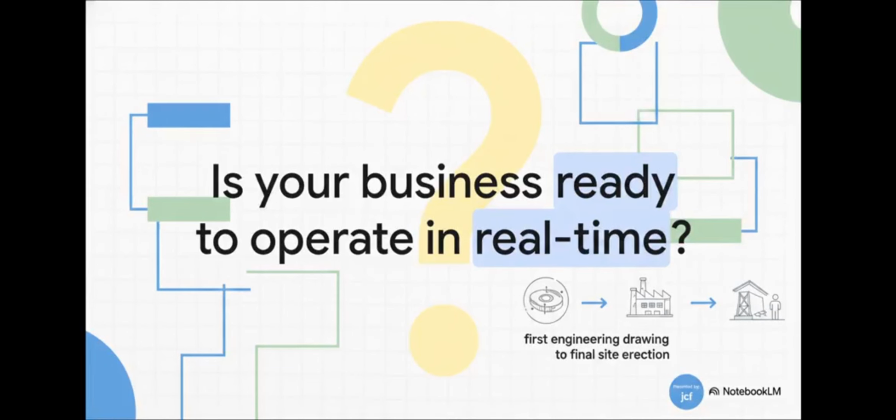Which leaves us with a big takeaway. We've just seen how SAP ECC 6.0 completely integrates a business, creating one single source of truth from the very first engineering drawing to the final site erection. By finally ditching those disconnected silos, companies can truly optimize their operations.